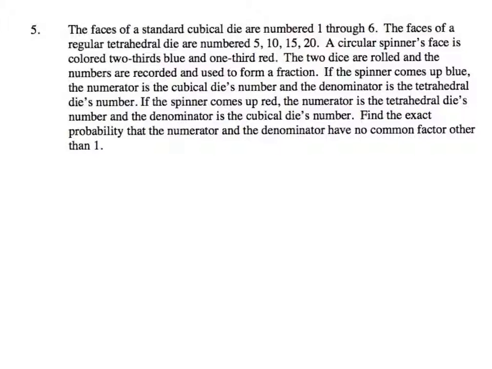Okay, this is an explanation for problem number 5 from Meet 2 of October 2010, Junior Probability. I'm going to assume that you've already read the problem. So first, it talks about a cubical die, and it says that your cubical die is numbered 1 through 6. Then it talks about this tetrahedral die, and that's numbered 5, 10, 15, and 20.